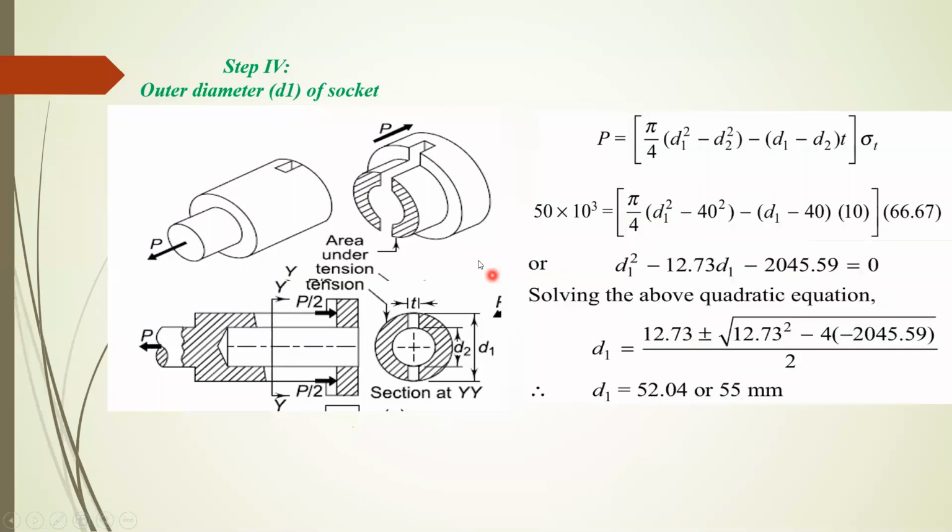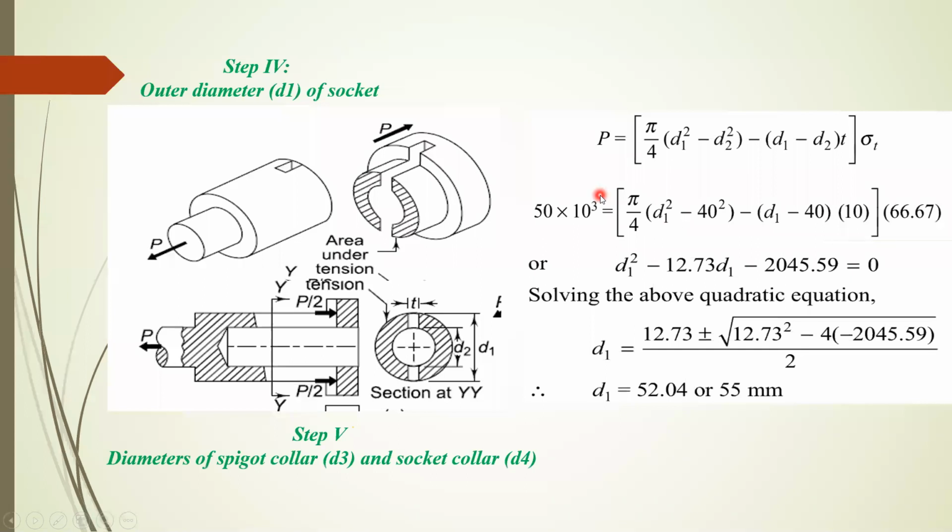So again we have to use the tensile stress equation. Here you can see the tensile stress equation, P divided by this bracketed area. By rearranging this, we get again a quadratic equation in terms of D1. Here D1 is unknown and all the other values are known. D2 we calculated in the previous step as 40, and T is 10, the thickness of the quarter. Solving this quadratic equation, we get the value of D1 as 52.04, so the standard value is considered as 55 mm. This is the diameter of the socket.